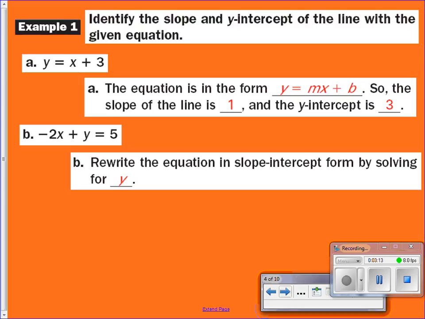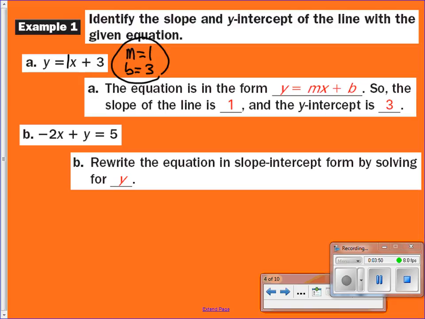So we're going to identify the slope and the y-intercept of the line with the given equation, but it's got to be in slope-intercept form for that to work. Example A, y equals x plus 3 is in slope-intercept form. Now, as they've given you, the number being multiplied by x, well, there is no number, but we always know that the number 1 is there. So our slope in this case is 1. Our y-intercept is a number that's always being added, and what's being added is 3. So there you go, identifying slope and y-intercept.